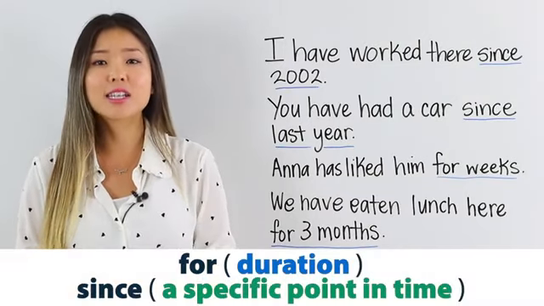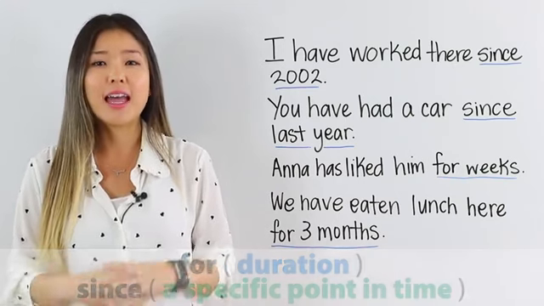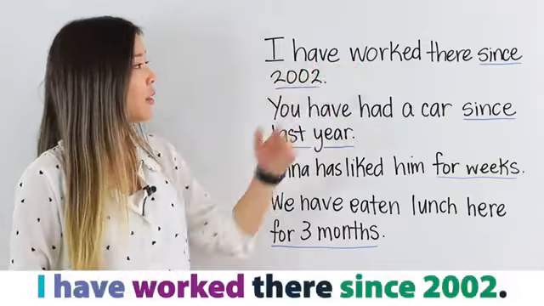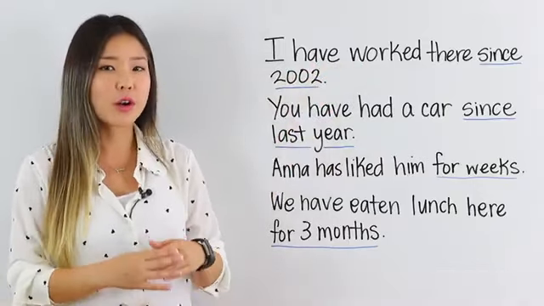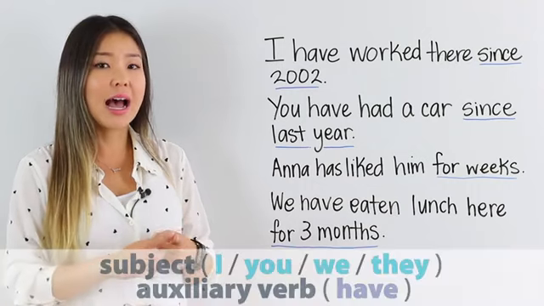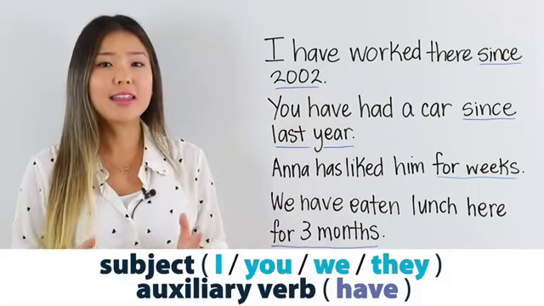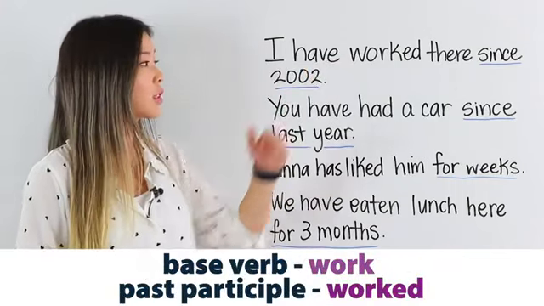For and since are common expressions used with the present perfect tense. Let's take a look at these examples. I have worked there since 2002. You'll notice we start with the subject. If it's I, you, or we, have. Then the past participle of the verb, in this case, worked.